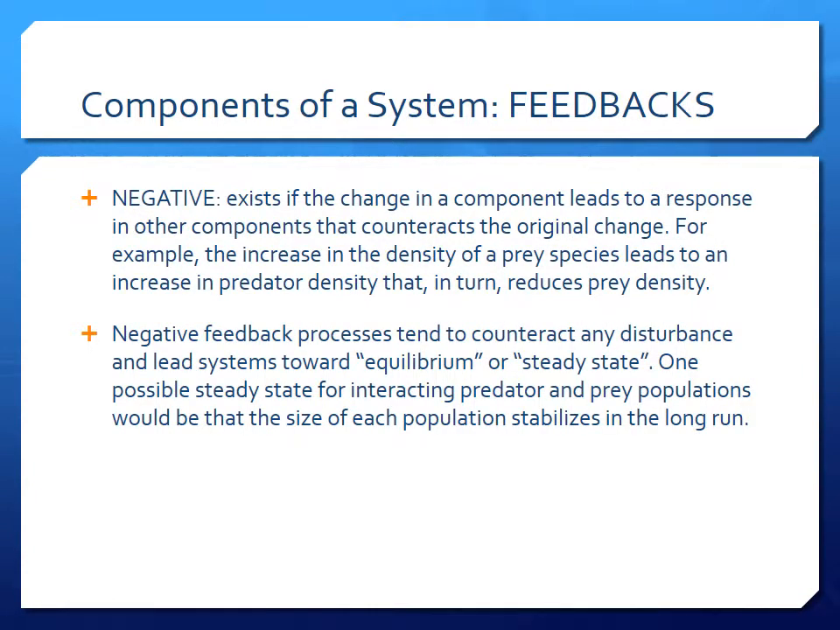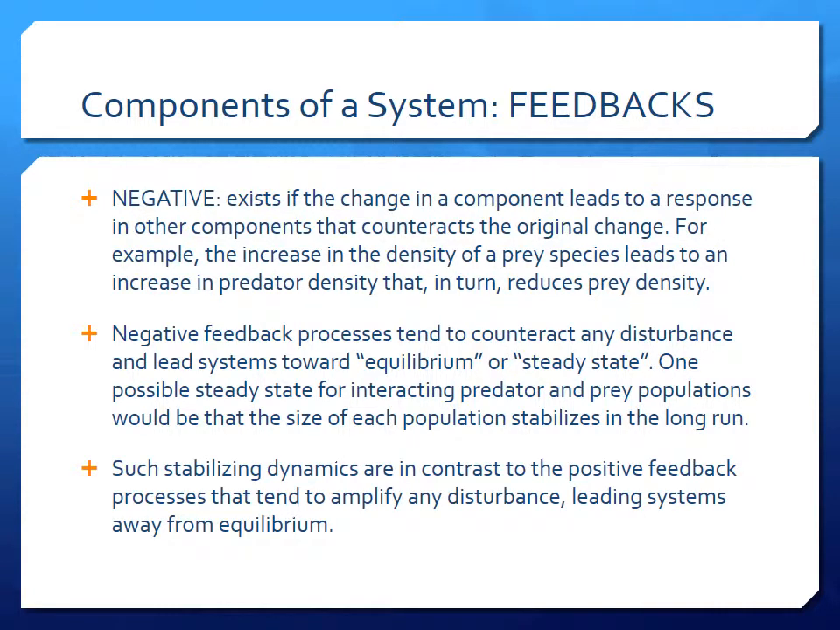So these negative feedbacks tend to counteract disturbances and lead systems towards what are called equilibrium or steady state. One possible steady state in the predator-prey example we were just referring to would be that the size of each of these populations stabilizes in the long run, and then the system becomes sustainable. And we'll look at that example also in more detail later on.